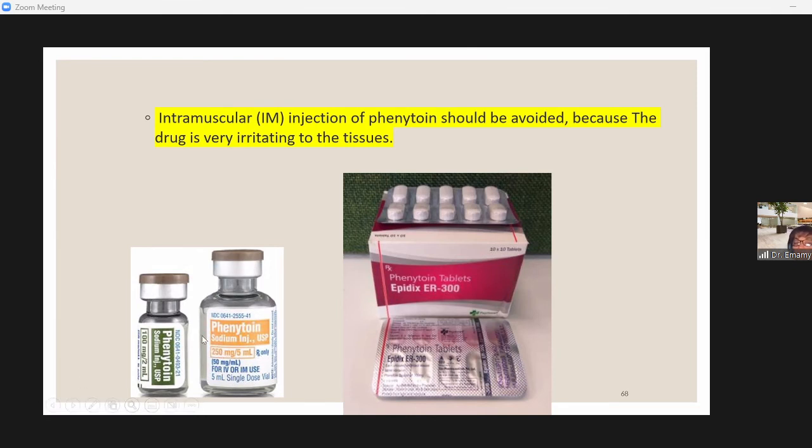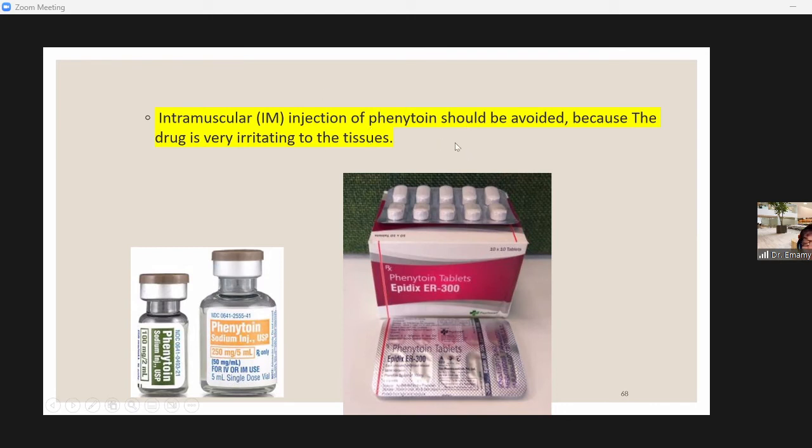Phenytoin, either you give IV and you dilute it inside normal saline. For example, 250 milligrams of phenytoin inside 500 milliliters of normal saline, and you give the infusion over 1 hour. So for phenytoin, you have either IV or PO, like tablets and capsules. You can't give IM injection because phenytoin is irritating for the tissue.